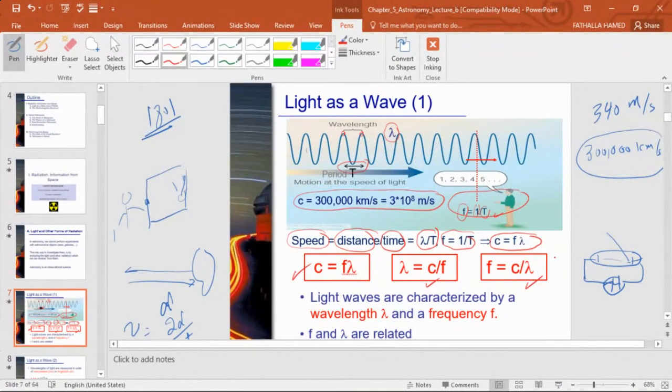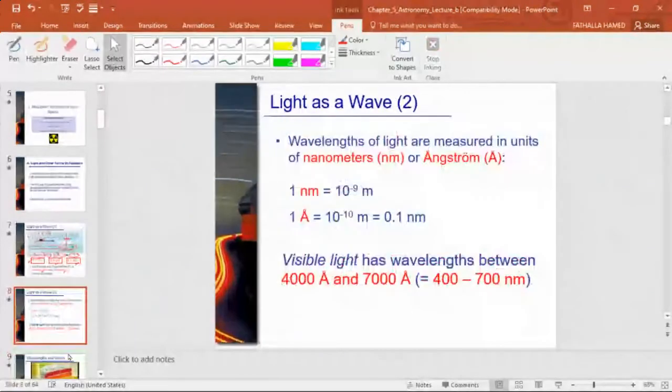And that's basically how you characterize the wave or light. You characterize it in terms of wavelength and frequency. Of course, they are related with the speed of light. So now, what units do we use in measuring this wavelength? The wavelength of light is very small. So we use units of nanometers.